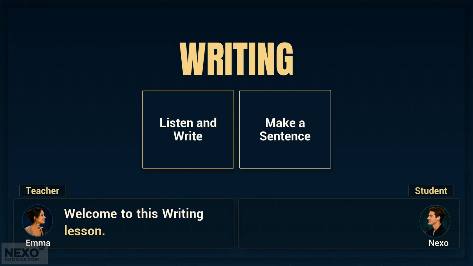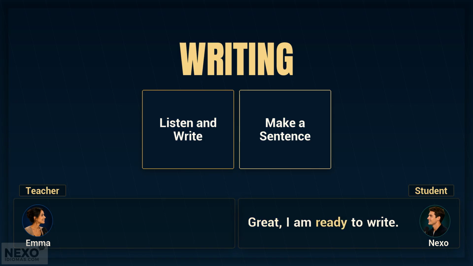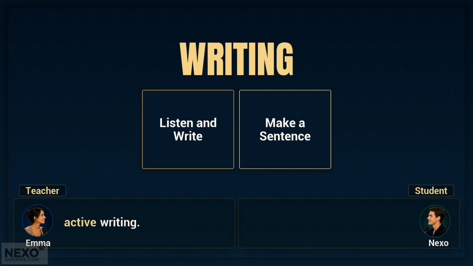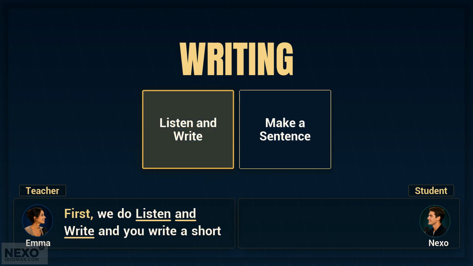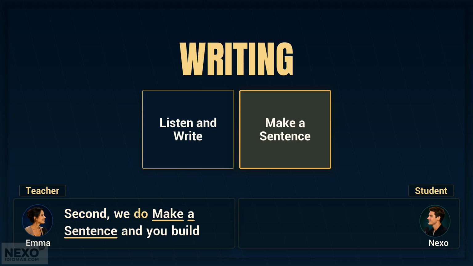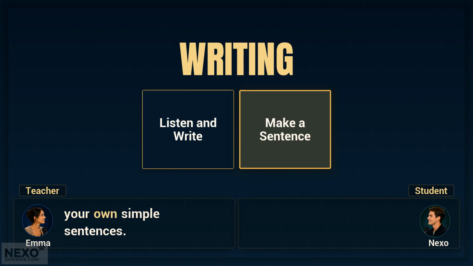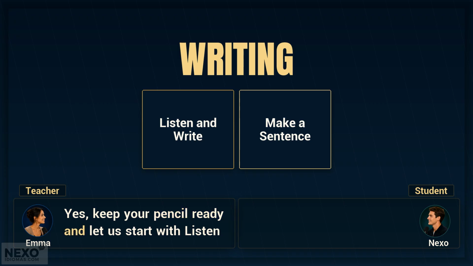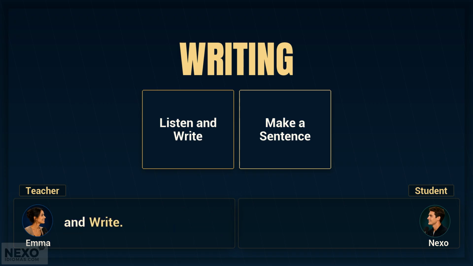Welcome to this writing lesson. Great, I am ready to write. Today, we review numbers from 20 to 100 and the grammar, how much and how many, through active writing. First, we do listen and write, and you write a short dictation. Second, we do make a sentence, and you build your own simple sentences. So I practice writing, not speaking. Yes, keep your pencil ready, and let us start with listen and write.